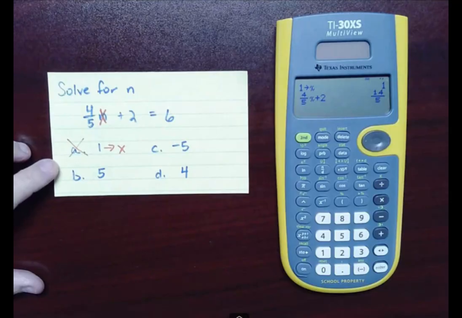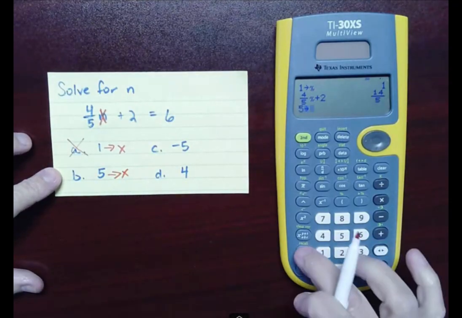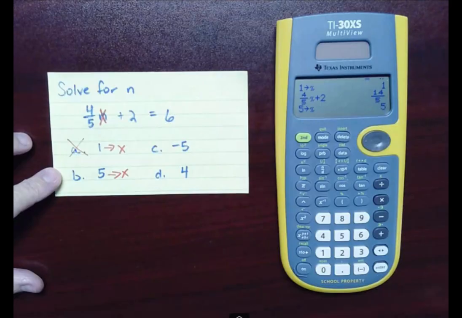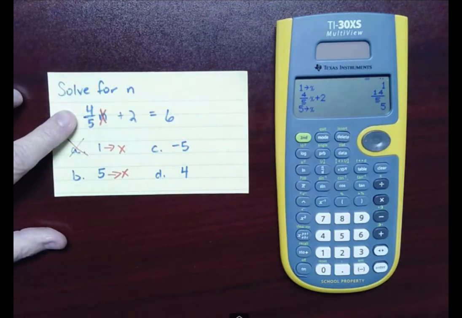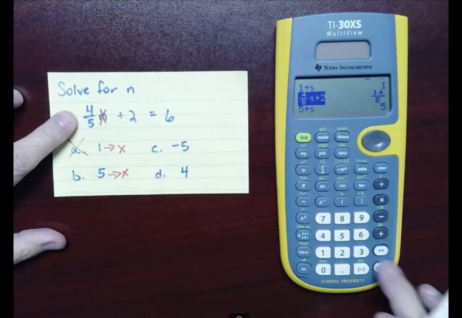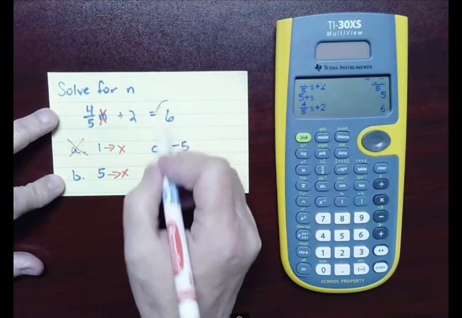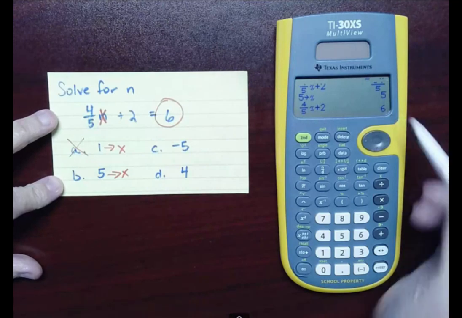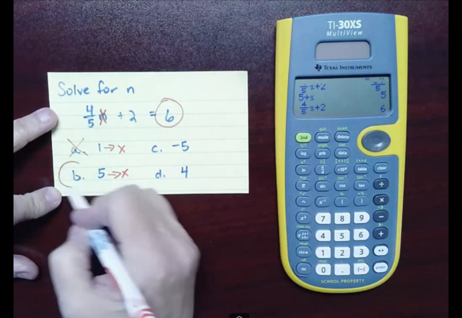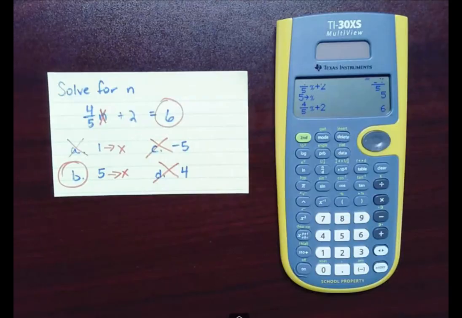So now let's go on to answer choice B. 5 for x. 5, store x. Now we're going to type in this equation again. I'm going to just scroll up and copy and paste it to the bottom. I hit enter. I get 6 for my answer. So B has to be the right answer. I don't have to try C and D. Once you have found the one that works, you can be done.